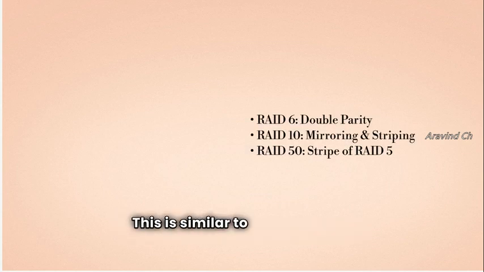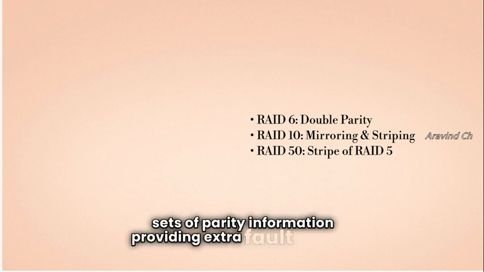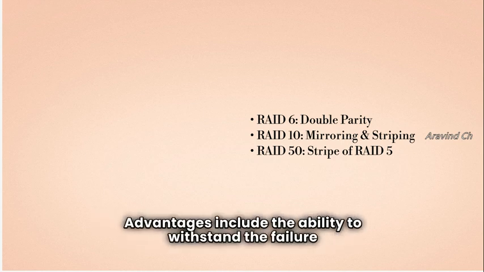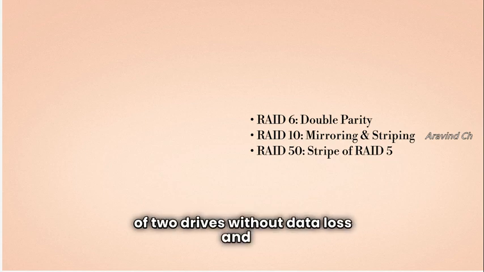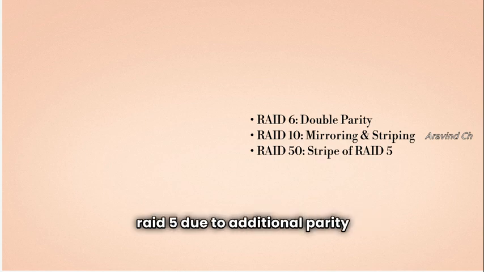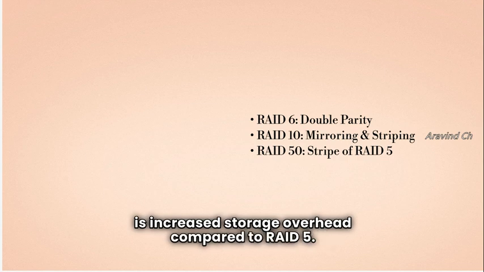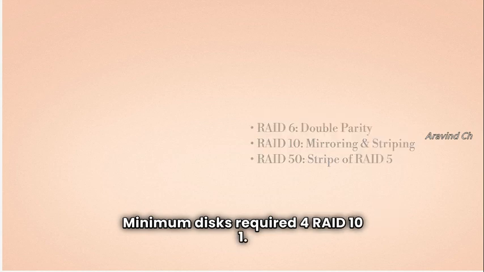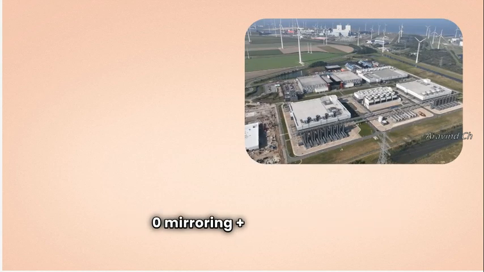RAID 6, striping with double parity. This is similar to RAID 5, but with 2 sets of parity information, providing extra fault tolerance. Advantages include the ability to withstand the failure of 2 drives without data loss and a good balance of redundancy and storage efficiency. Disadvantages are that write performance can be slower than RAID 5 due to additional parity calculations, and there is increased storage overhead compared to RAID 5. Minimum disks required: 4.